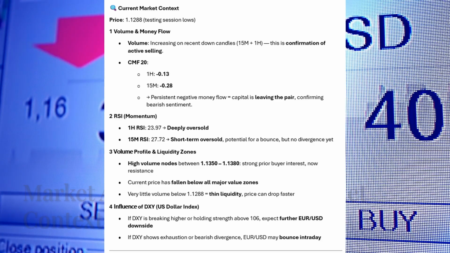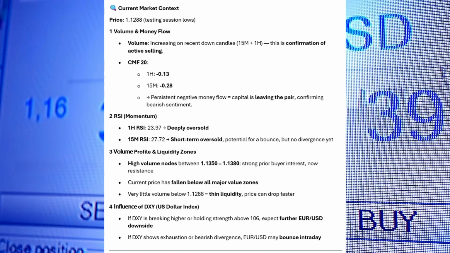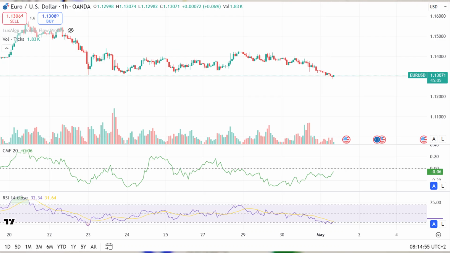So, let's take a look at the current market context for the euro against the US dollar. The euro is currently trading at 1.1288, testing session lows with clear signs of bearish control.